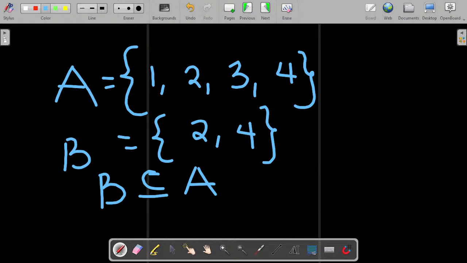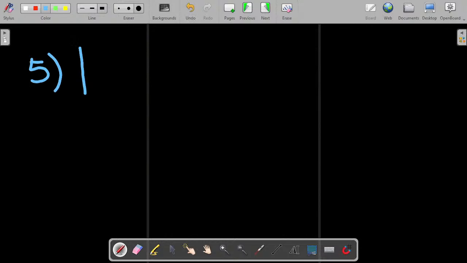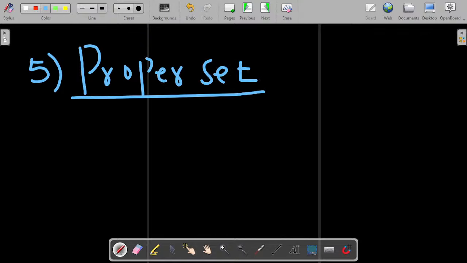So we also have what we call number 5, proper sets. Proper set. It's another type of set. This is how it's written: A is a proper set of B. So you can see the difference between the subset and the proper set. Can you tell me the difference between the subset and the proper set? In terms of their representation, how do we represent subset?